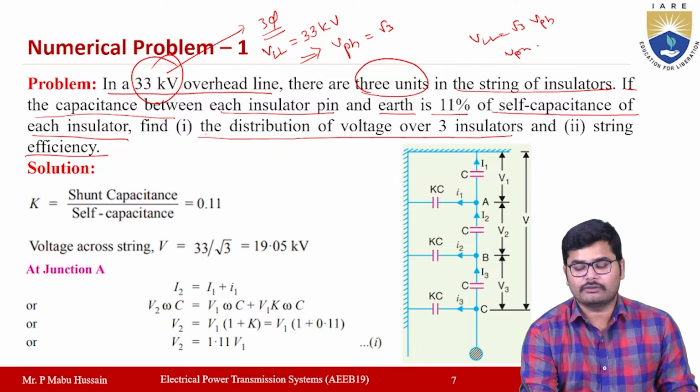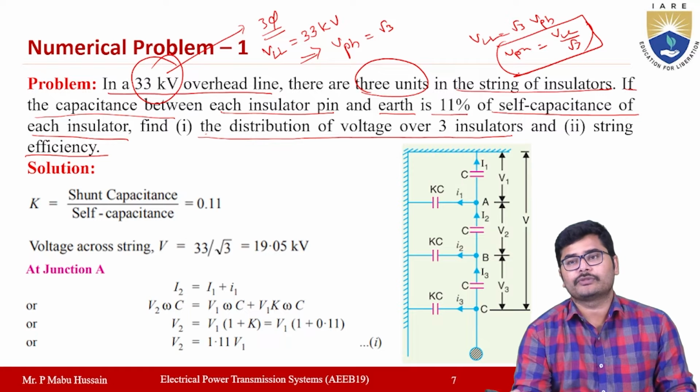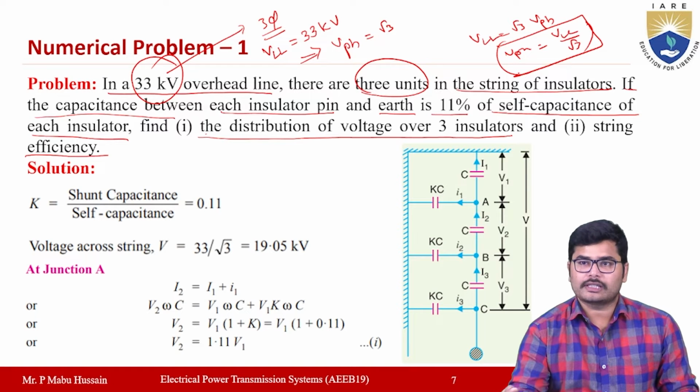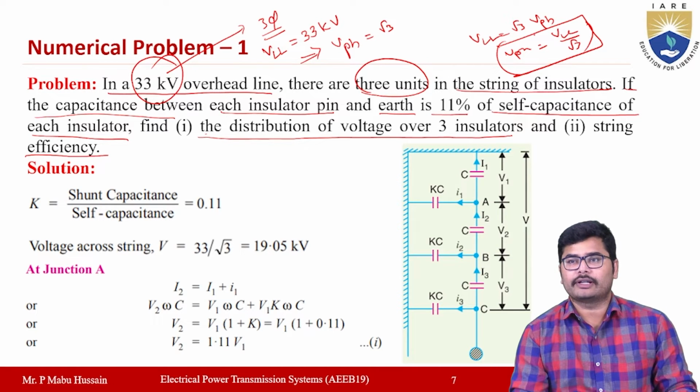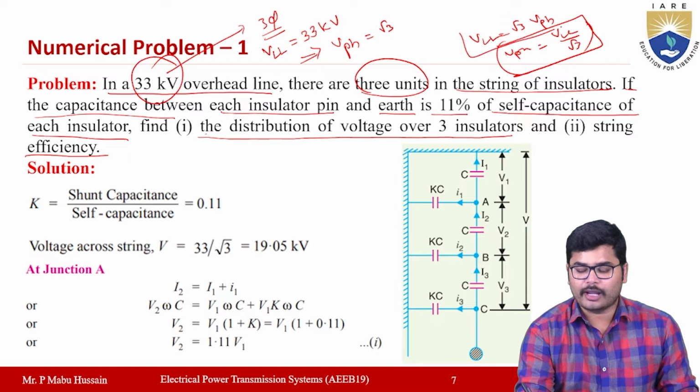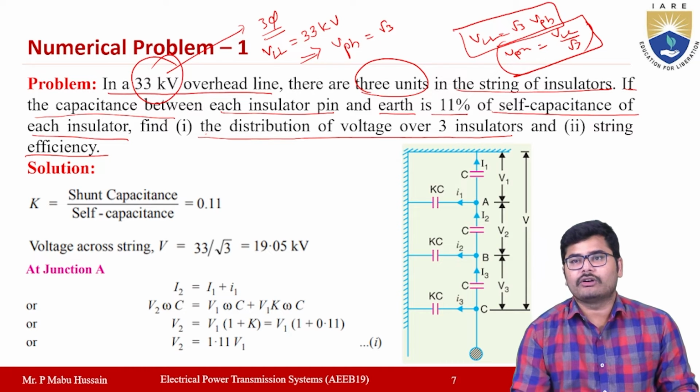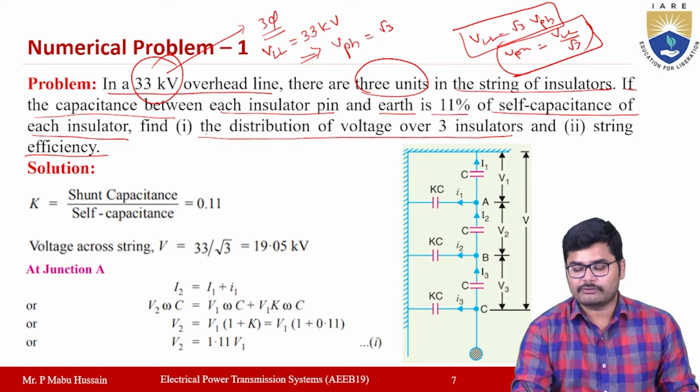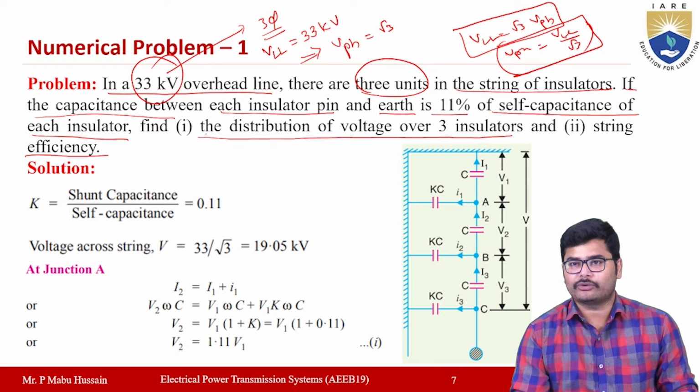So V phase will be VLL by root 3. This is the problem, this is the equation actually, right? I think in the previous section, this problem we have written reverse. But the actual equation is VLL equal to root 3 times V phase. So from this, V phase will be VLL by root 3. How to consider?